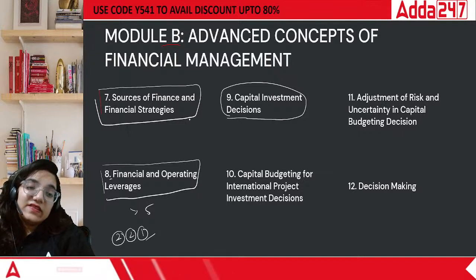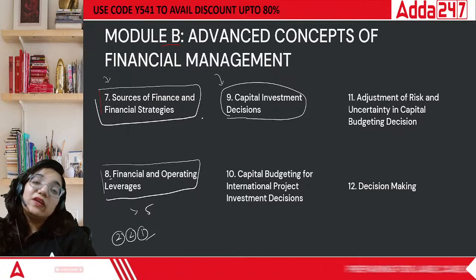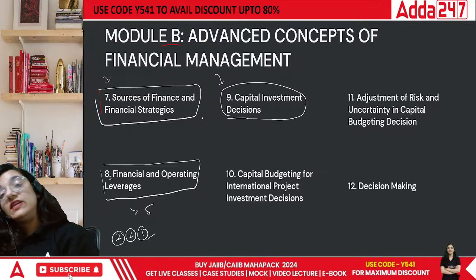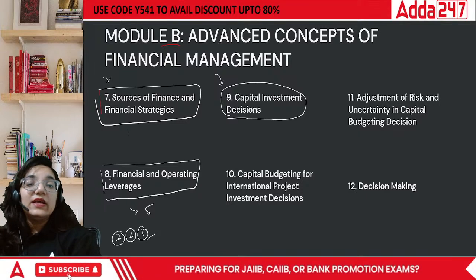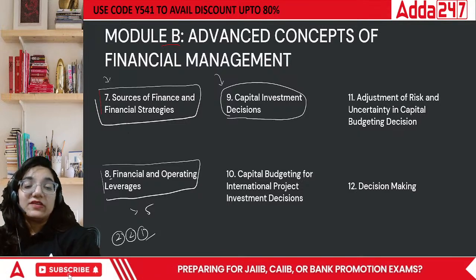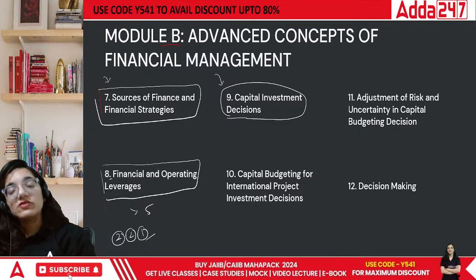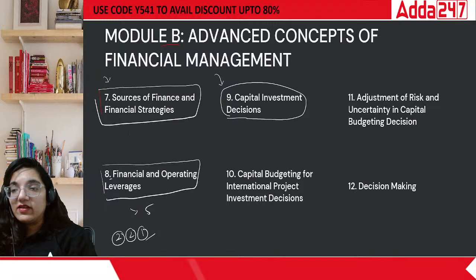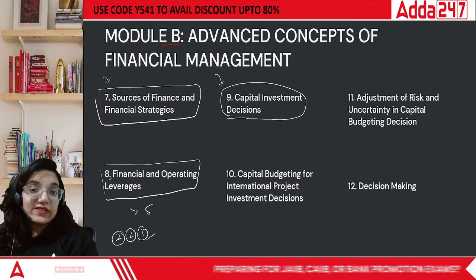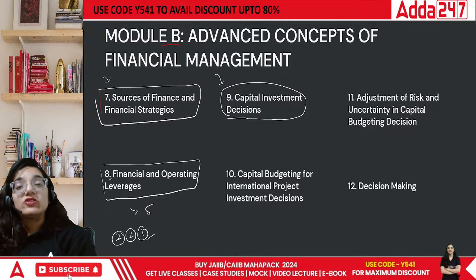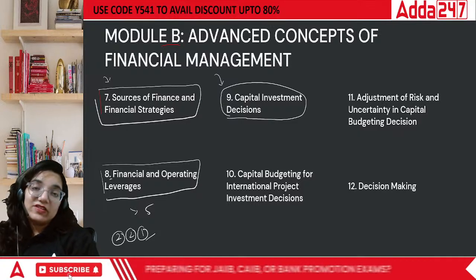Then these two chapters, the 7th and 9th, are the base for module B, C, D all together. Chapter 9 is based upon the domestic organizations. If I'm in India and I think about buying a specific machine worth rupees 10 crore, how do I work about it? What is the model that I'll be using? How much income can I make? That is capital investment decisions.